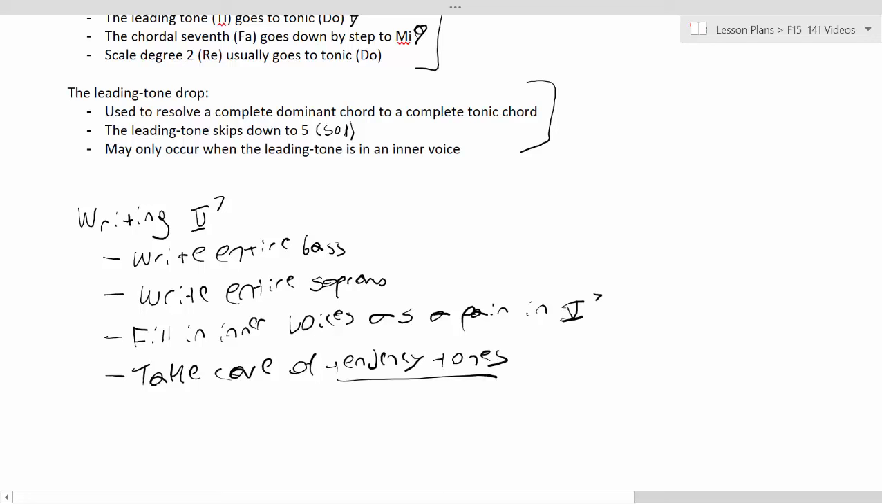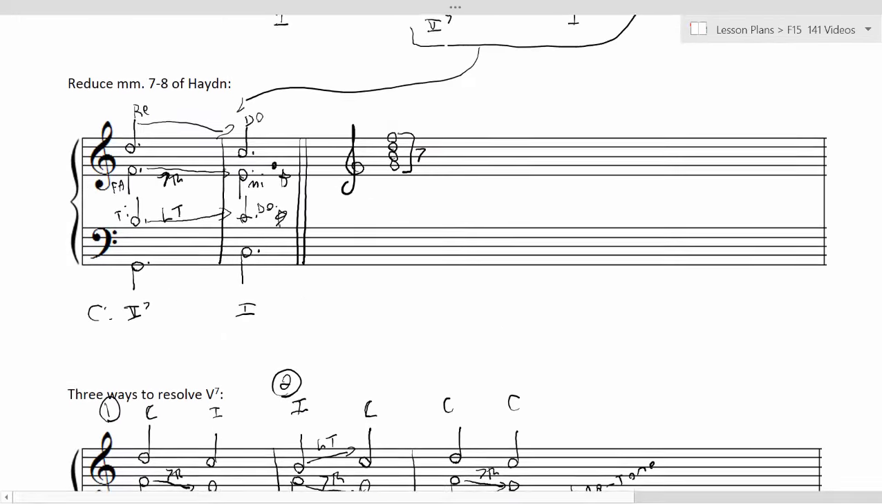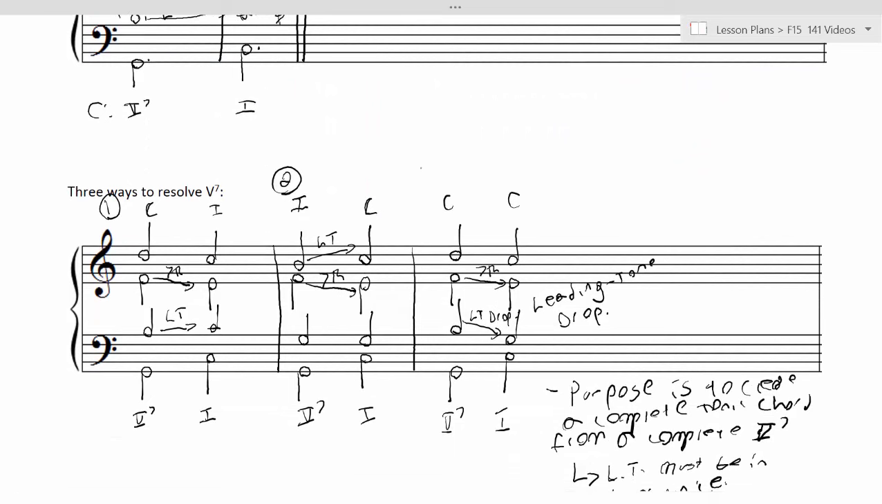What I mean by tendency tones is notes that need to go somewhere. So T is a tendency tone because it needs to go to Do. Fa is a tendency tone in the dominant 7 because it needs to go down to Mi. It's a dissonance. It needs to go down to Mi. Now let's hear all three of these ways of writing 5/7.